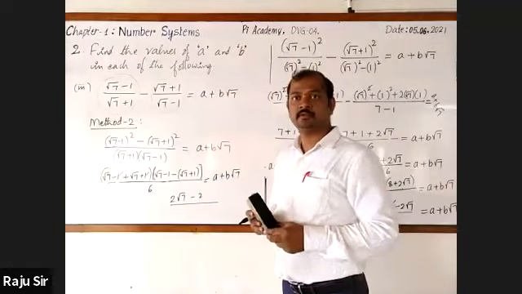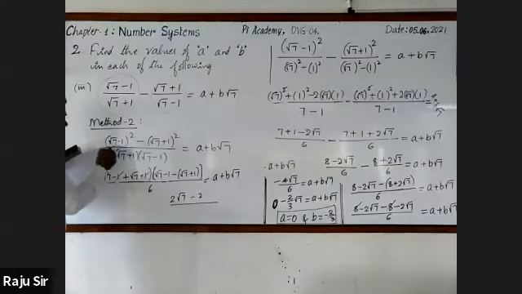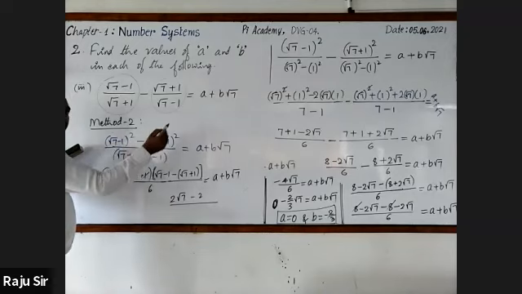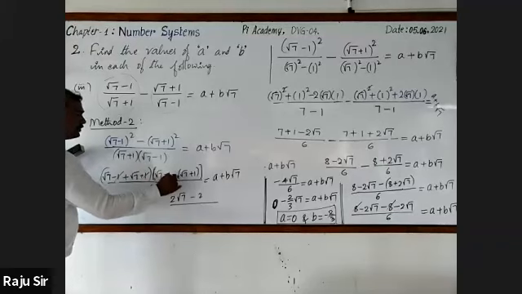Did you understand? Yes, sir. Sir, explain the last step once more. See, this is A square, this is B square. It can be written as A plus B into A minus B. A is root 7 minus 1, B is root 7 plus 1.